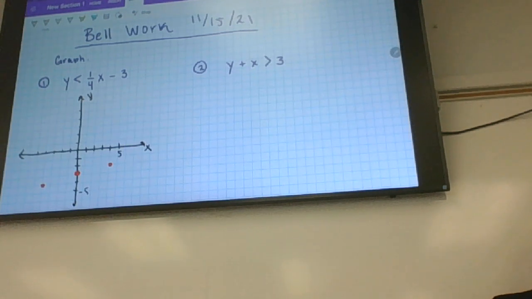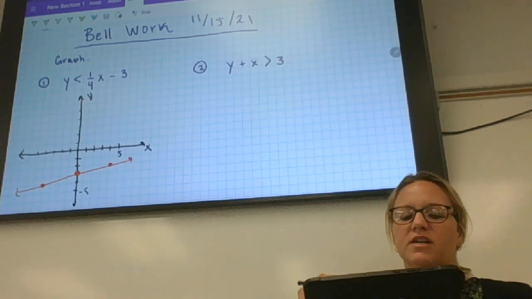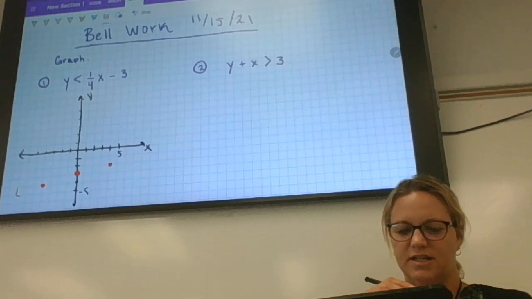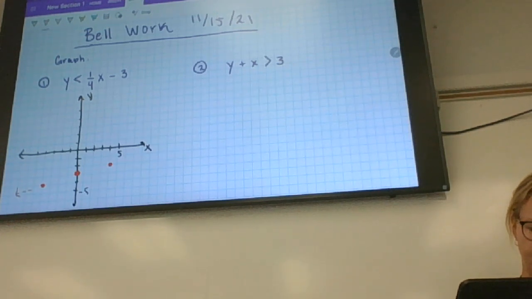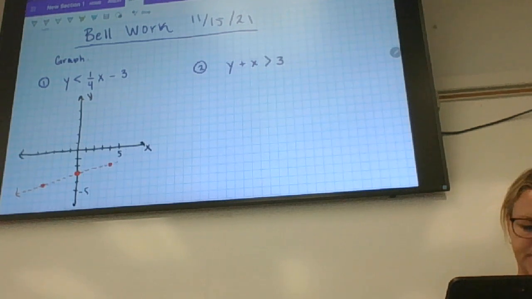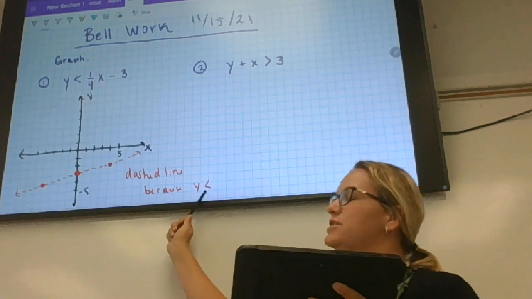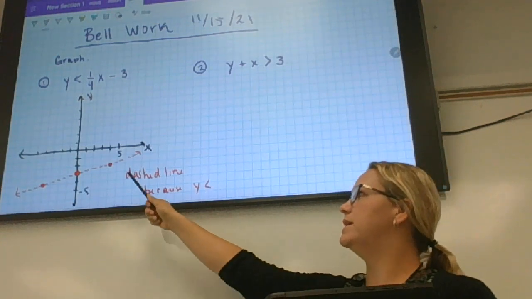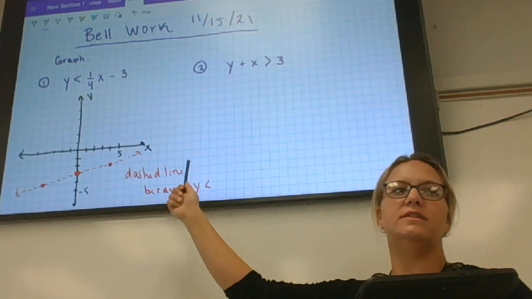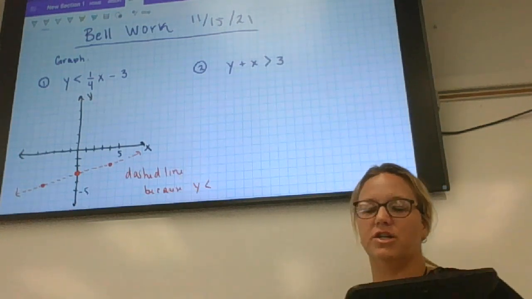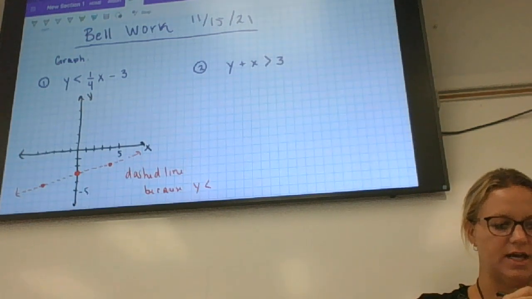I'm gonna make a mistake. I'm gonna do it wrong on purpose, see who knows what it is. Alright, this is wrong. Points off. It's supposed to be a dash line, because there's no line under it. So remember to dash it. Equal signs are solid. These are dashed, just like an open circle versus a closed dot.